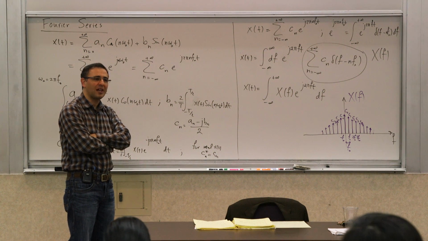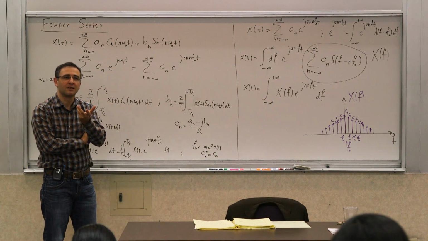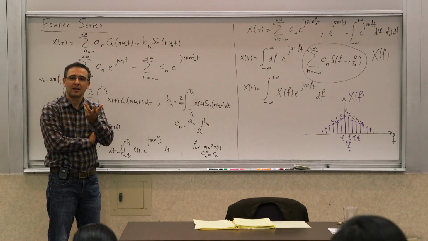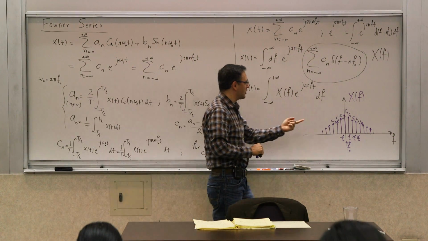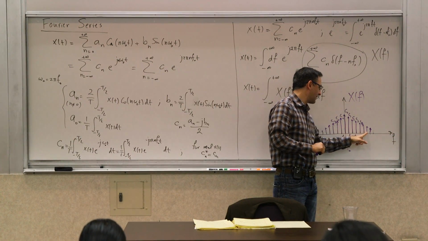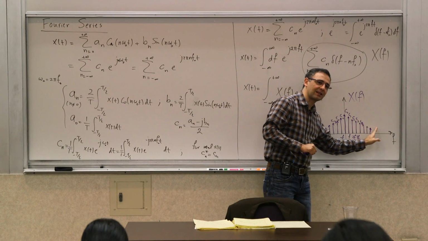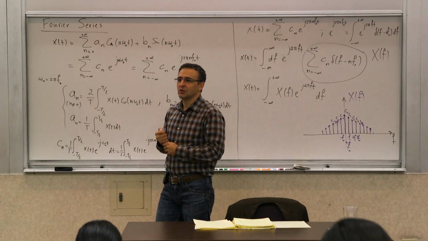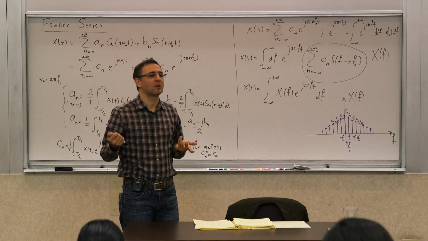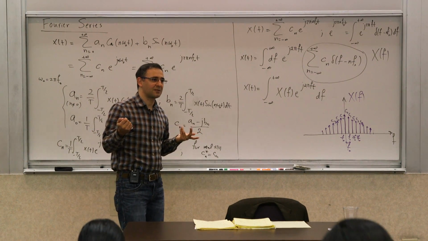It shows how much energy you have at different frequencies, right? If you think about it, in this picture, it says that you have more energy at lower frequencies, and as the frequency increases, at higher frequencies, you have less and less energy. So this is really the spectrum, what they call the spectrum of the signal.